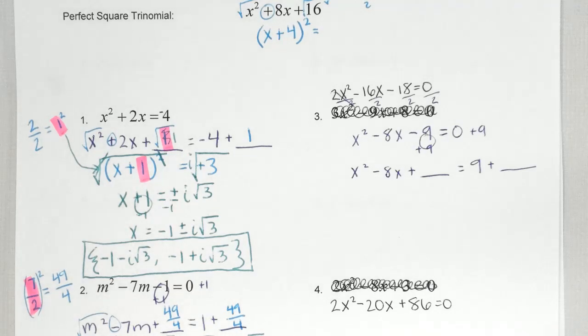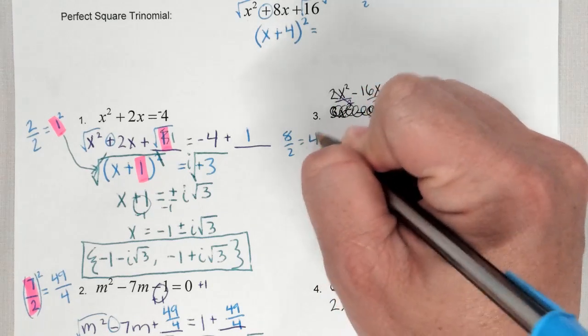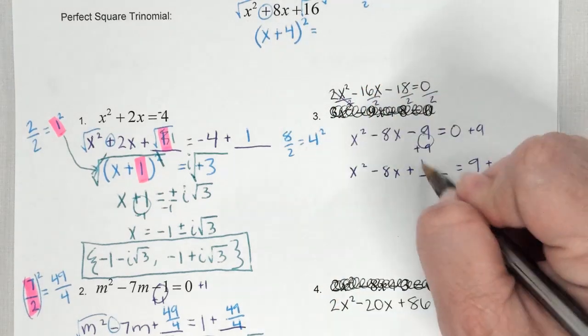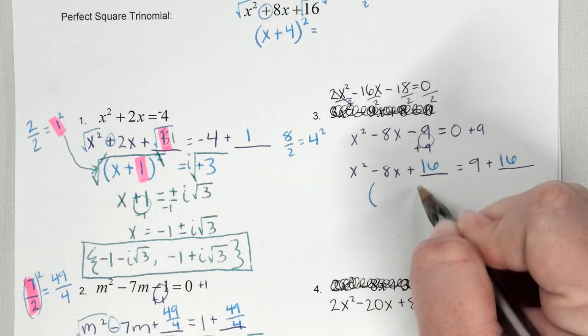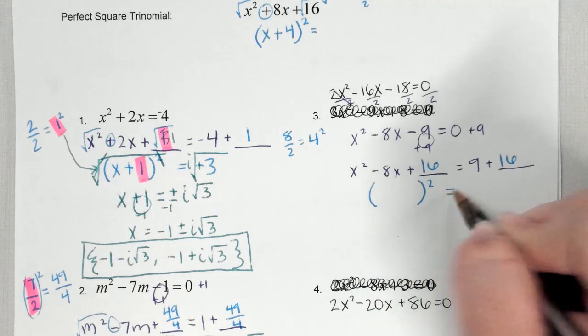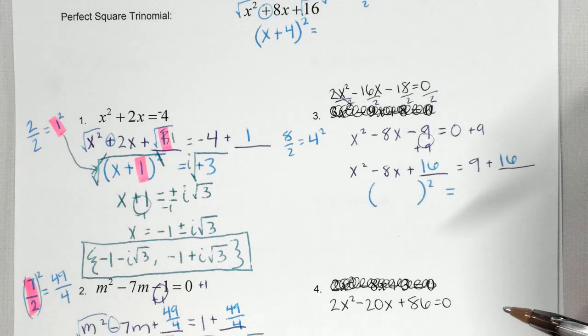So knowing that, what do I do to figure out what I'm adding? Half of my b, what's 8 divided by 2? And what's 4 squared? 16. So I'm adding 16 to both sides. And now I have to write it as something squared because that's the whole point. We made it a perfect square to be able to write it like this, right?